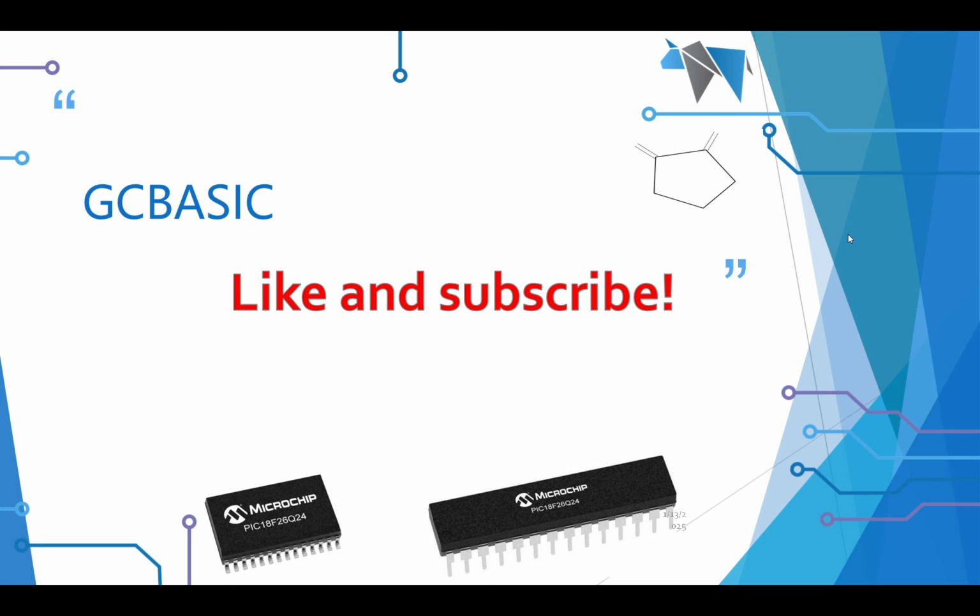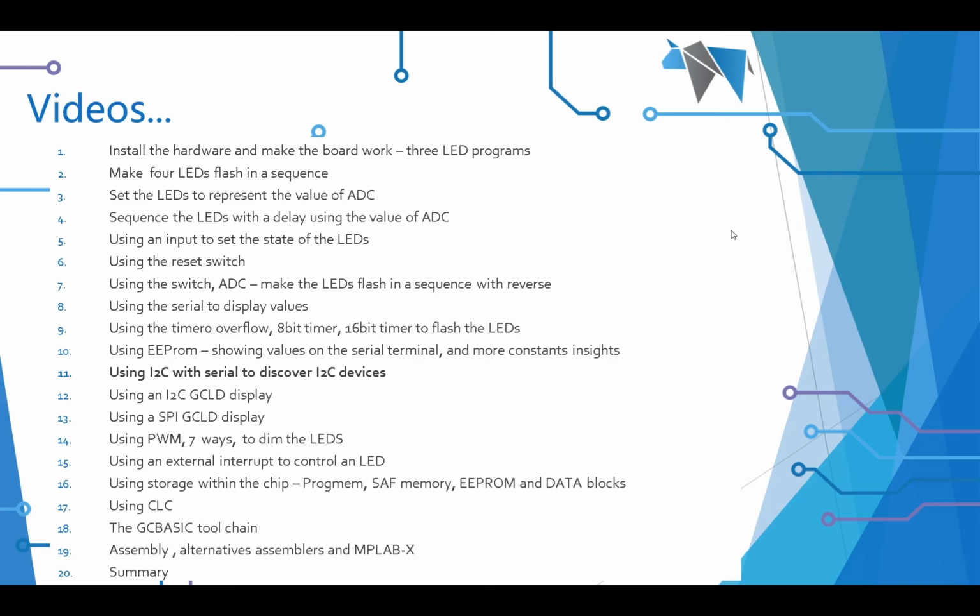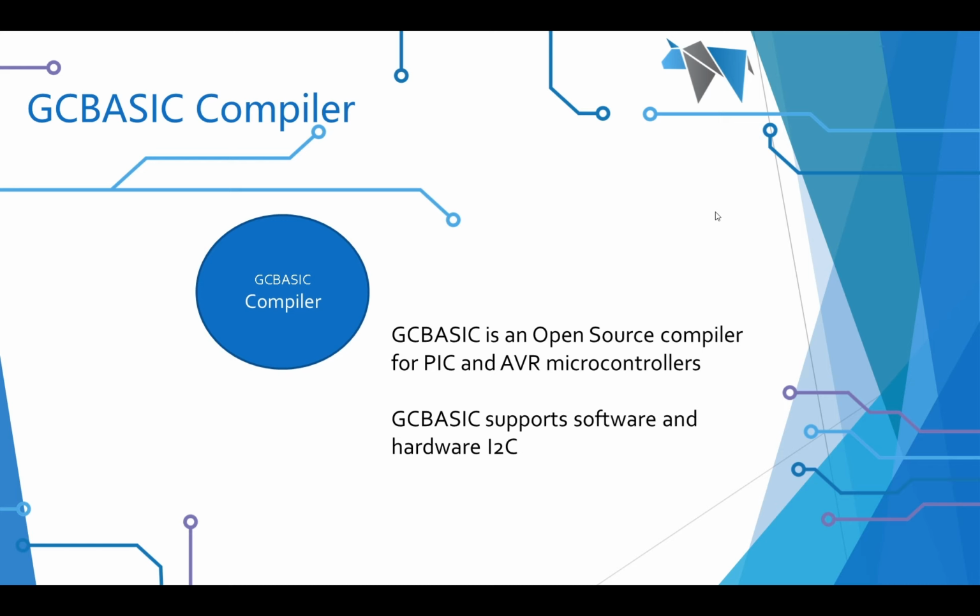Shows a couple of Q24 chips. Not specific to that at all. Not even. It's just a generic approach. Typically, I would be discussing discovery like video 11 in a whole series. So this is sort of based on video 11, but we're going to go a bit deeper into the discovery process. GCBASIC is an open source compiler for PICs and AVRs, and it supports software and hardware I2C, and that's quite important. It supports both.